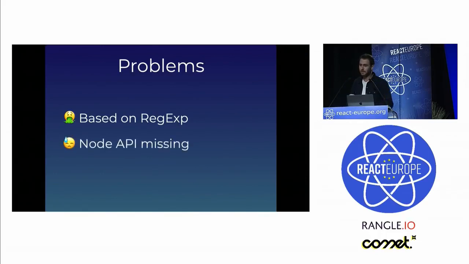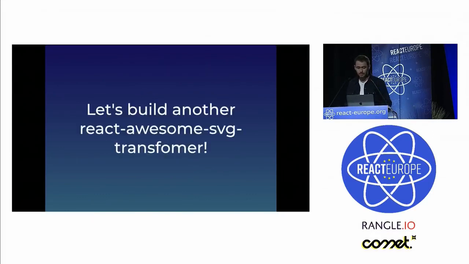The second one, the Node API was missing, and I wanted to use the tool in command line. So I can build a command line from a Node API, but if I have no Node API, I can't do anything. So I found some Webpack loader, but I can't do anything with it. And the last one, unit tests were missing. And I can't trust a library without unit tests, especially if it's based on regex. So I decided to build another React Awesome SVG transformer.